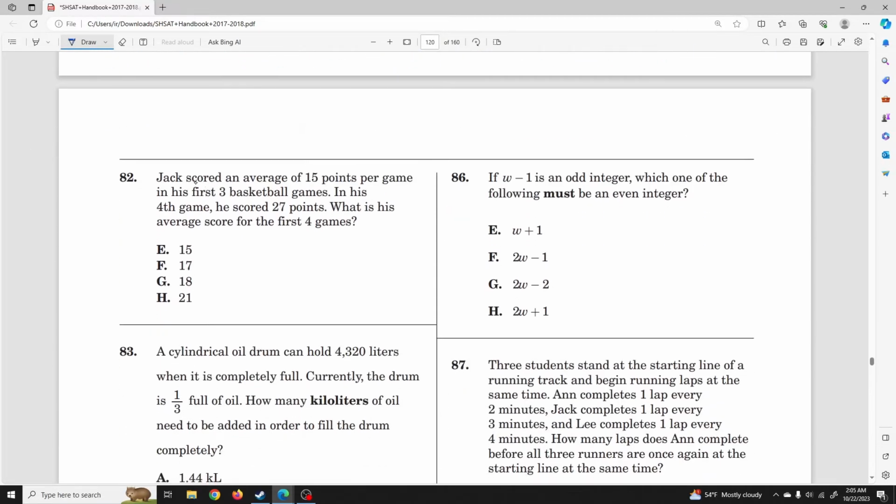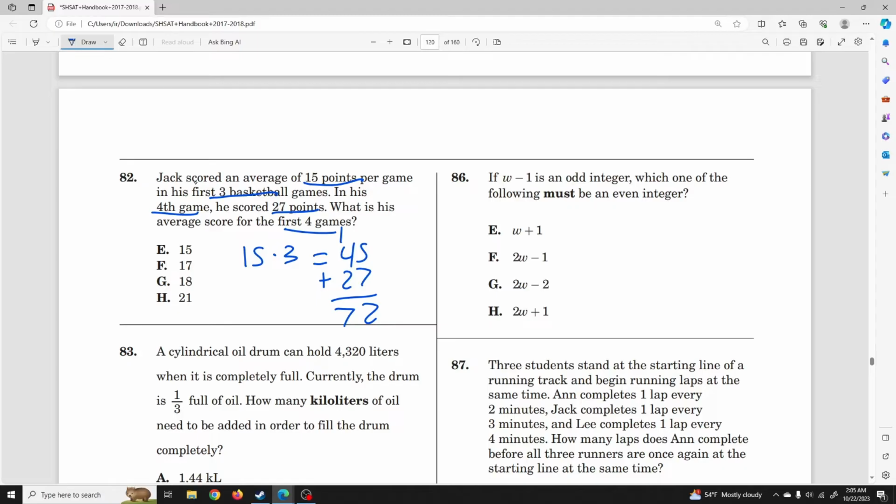So Jack scored an average of 15 points per game in the first 3 basketball games. In his 4th game, he scored 27 points. What is the average score for the first 4 games, right? So here we have 15 times 3, which gives us 45 points for the first 3 games. And then for the 4th game, he scored 27. So for this 45, we're going to add 27. This is 2, this is 1, this is 72, right? So his total points for all 4 games is 72.